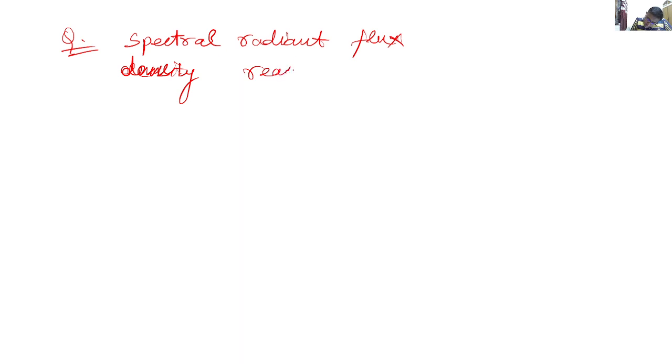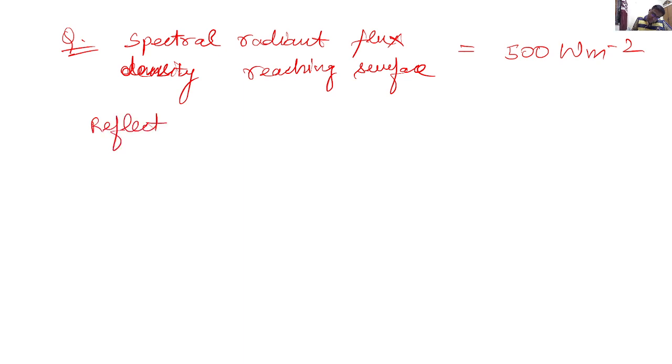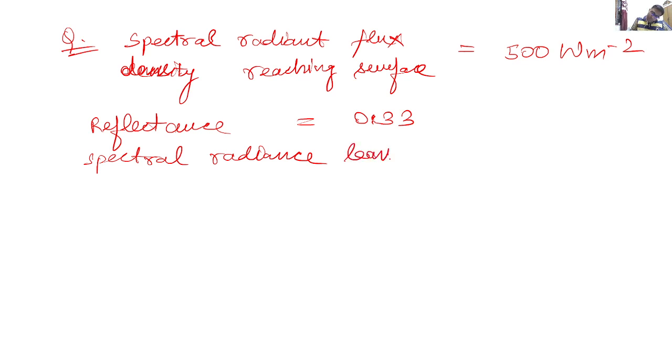Okay, let's take another question. Let us suppose it's given that the spectral radiant flux density reaching the surface is equal to 500 watt per meter square. The reflectance of the body is given as 0.33. Then what would be the spectral radiance leaving the object after interaction with the body?